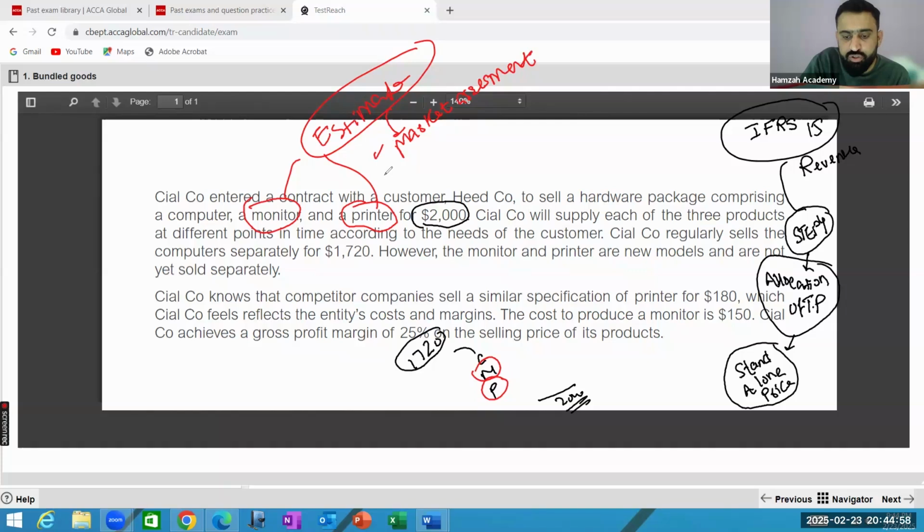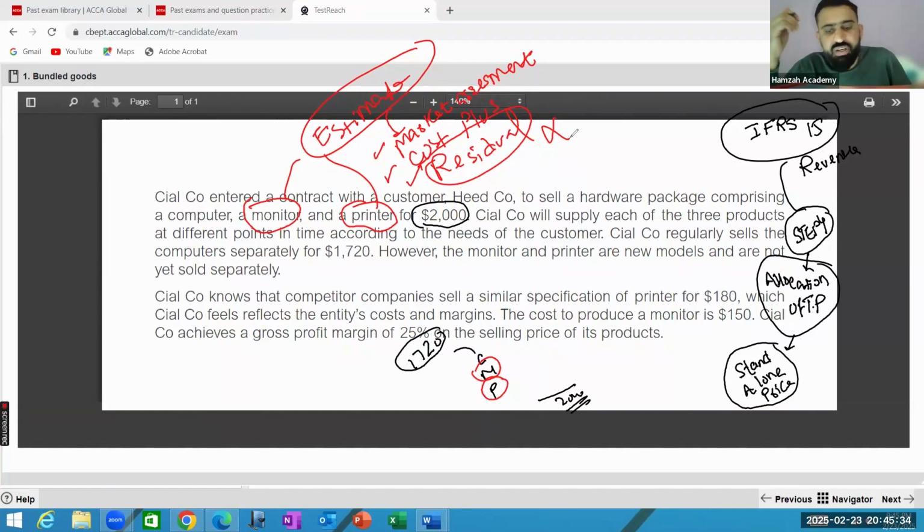Market assessment approach. We can use cost plus approach, and we can use residual approach. Now, in this scenario, the residual approach is not possible, and it is not an approach which is recommended. So we are now left with two approaches, market assessment approach and cost plus approach.